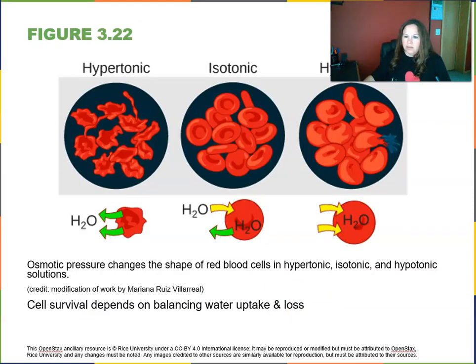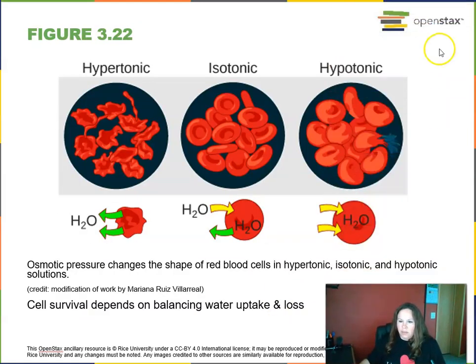So here's some pictures with human red blood cells. What would happen if we put human red blood cells into a hypertonic solution? That would mean putting it into a solution with a lot of solutes, like sugar and salt, and not a lot of water. They would shrivel because water likes to go from where there's more water to less water. Or you can also say it likes to go towards where there's more solutes. So these cells would lose water and they would shrivel.